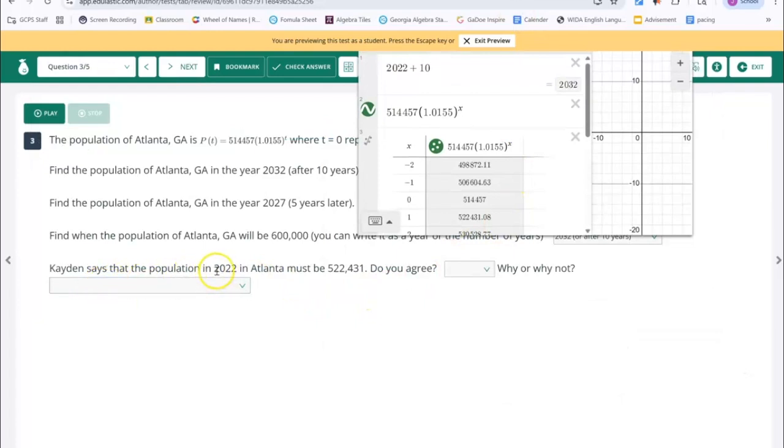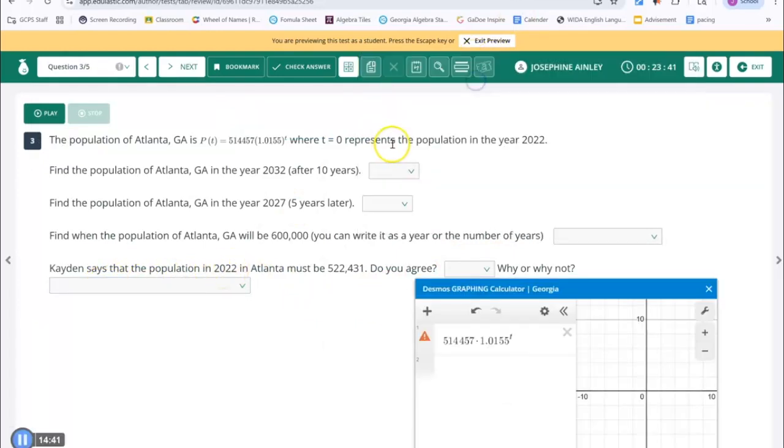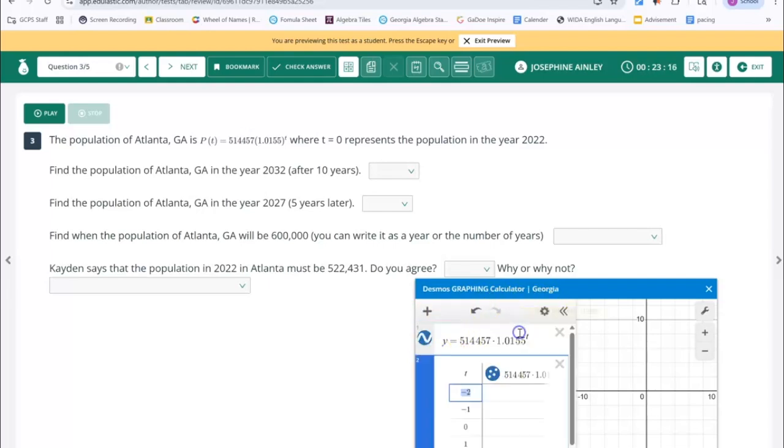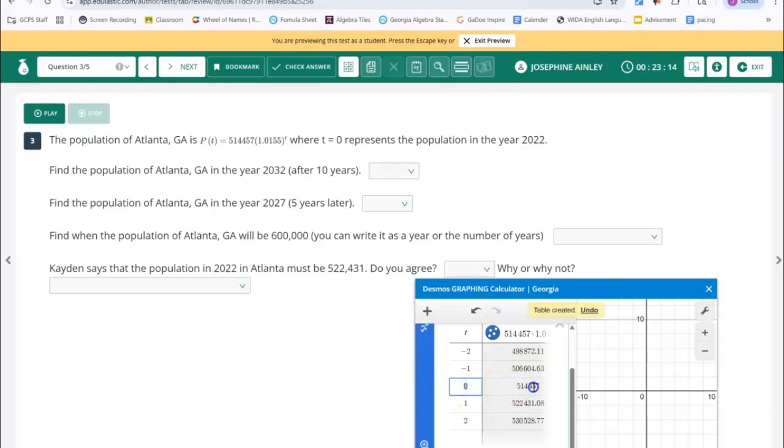Caden says the population in 2022, and given that we started in 22, so it's really my starting population. He's saying my starting population is this number. Well, that's not true because I can see my starting population is this. And if I didn't know that, I could definitely, of course, make this a table. I just need to change this into an X because it says, try adding Y equals, because I deleted it by mistake. All right, yep, that's all I needed. So settings, table, and I can see that I start at 514457, not 522431. So I do not agree.